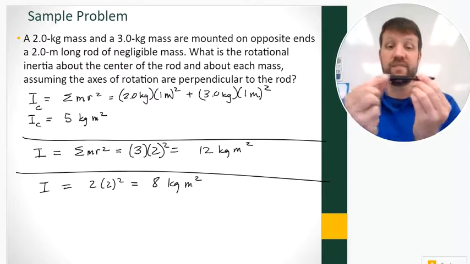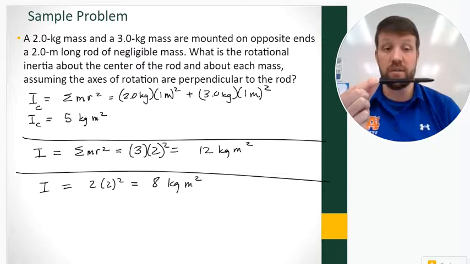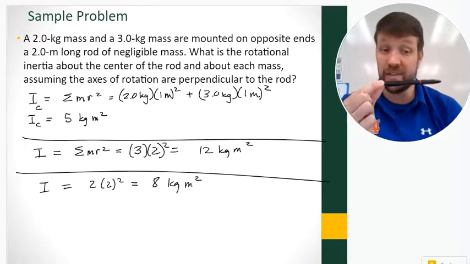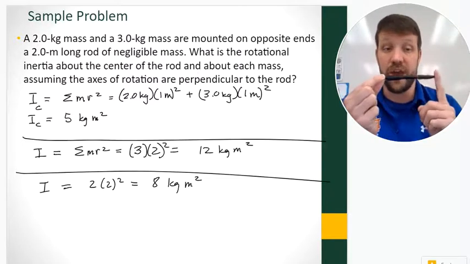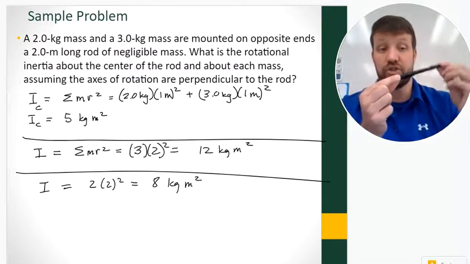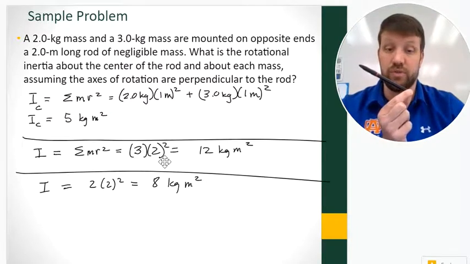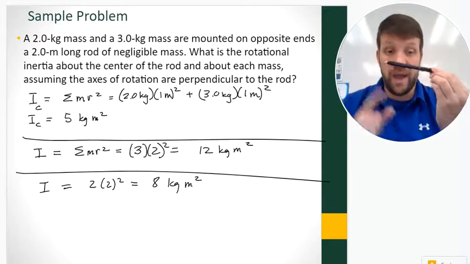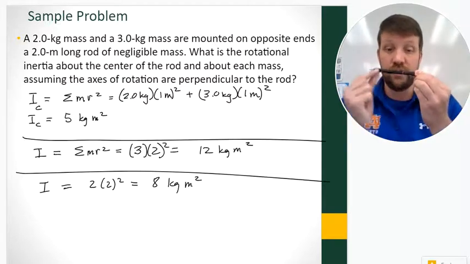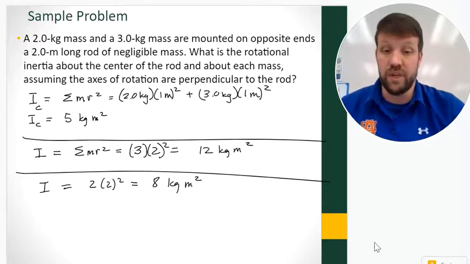Now, in the case of this one rotating about the 2 kilogram mass, there is no radius for this mass, right? So all I'm looking at is the 3 kilogram mass that is now rotating at a 2 meter distance. And so I get 3 kilograms times 2 meters squared, 12 kilogram meters squared. And then if I go the other way, I have this 2 kilogram mass at 2 meters, and so it's rotating like that, and we get 2 kilograms times 2 meters squared.